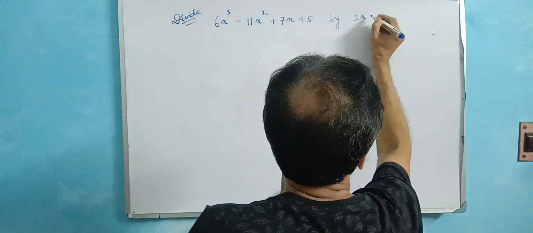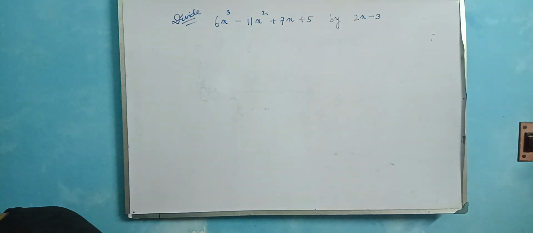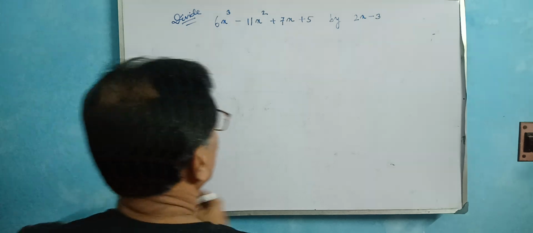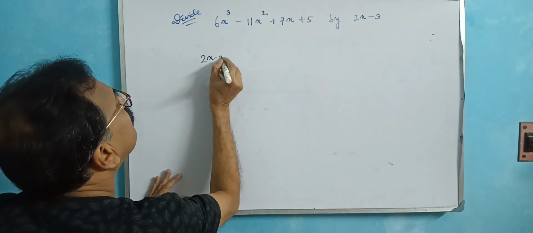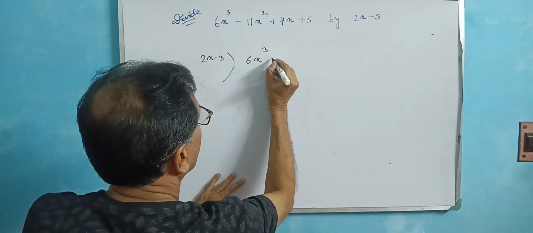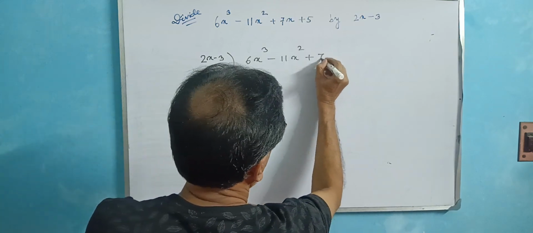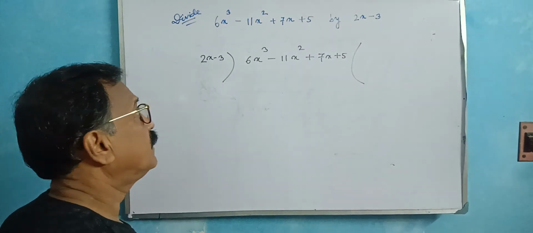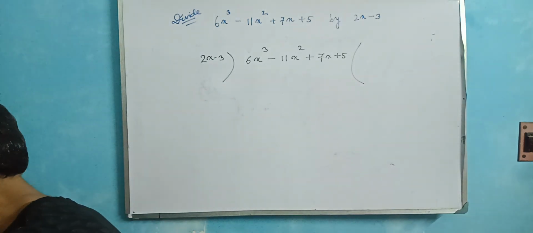But if this is the two terms, 3x minus 3, 2x minus 3, then we can do it that way. So in this way we just solve. So here is 2x minus 3. Solve in this way: 6x cube minus 11x square plus 7x plus 5. Divide just in this way.